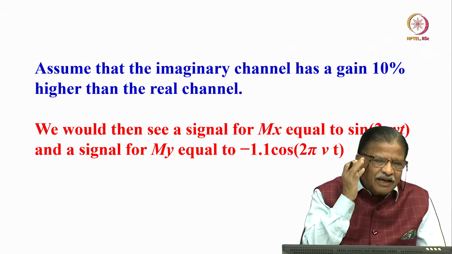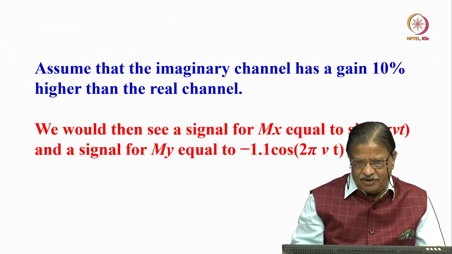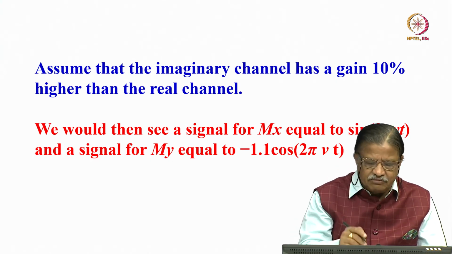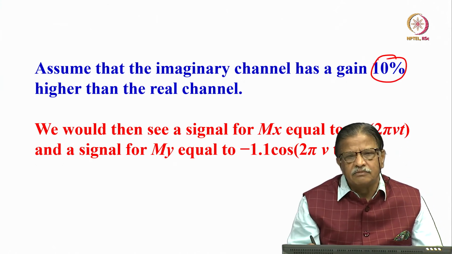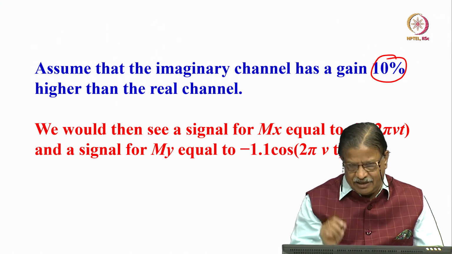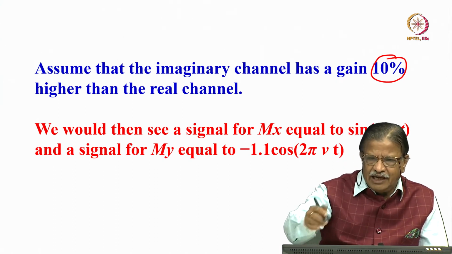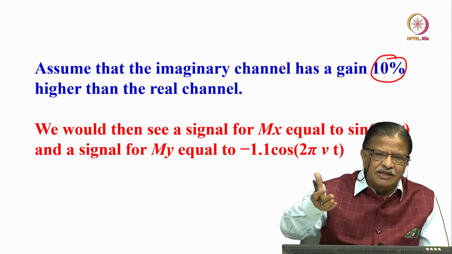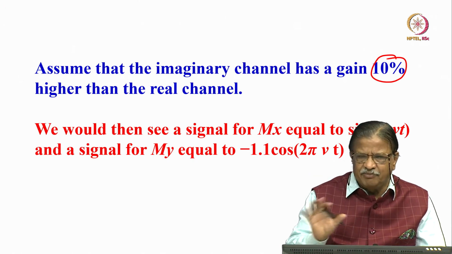This is where understanding receiver phase and pulse phase is very, very important. We can do some trick to cancel it. Let us assume the imaginary part has a gain of 10% more than the real channel, the real signal. I will do the Fourier transformation. The real part, let us say the cosine part, is 10% more than the sine part. So cancellation is not possible here 100%.